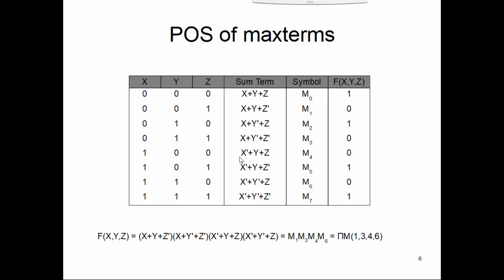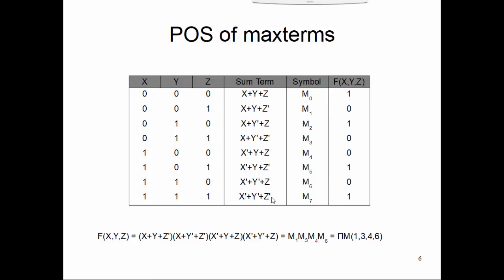So for example, the very first row, I have 0 for all the variables, so I will write the uncomplemented form of each of these variables, which is x, y, z, and I will OR them. Instead of AND, I'll OR them for the sum term. So it becomes x or y or z. Very last row, similarly, all of them have 1. So I write the complemented form of all these variables for this case, and it becomes x bar, y bar, z bar, and OR between them. So my sum term for the very last row is x bar or y bar or z bar.